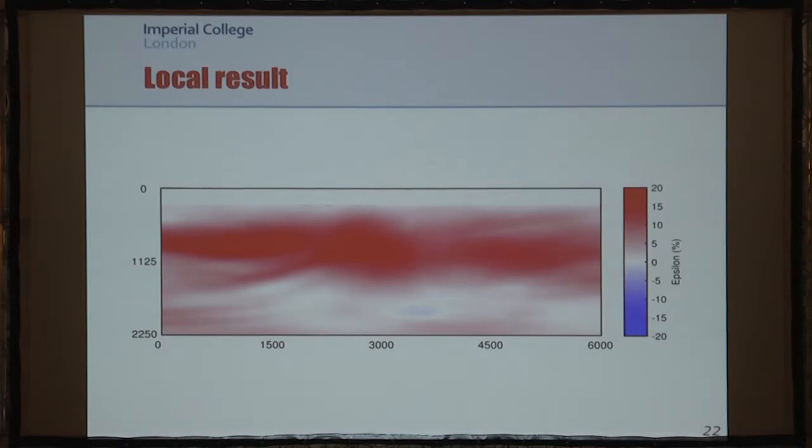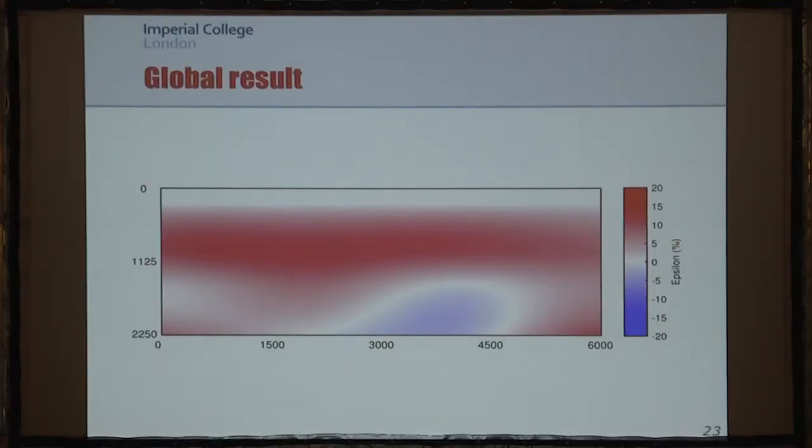Conversely, the global approach produces a much simpler model. It's not the true answer, but it's not far off. The deep anomaly isn't quite the right shape, and the magnitude of the shallow layer is underestimated. But if we then use this as the start model for subsequent steepest descent multi-parameter, then it moves to this, which is much closer to the true answer. And we have much less leakage of information from the velocity into the anisotropy. There is a little bit, but it's much suppressed.